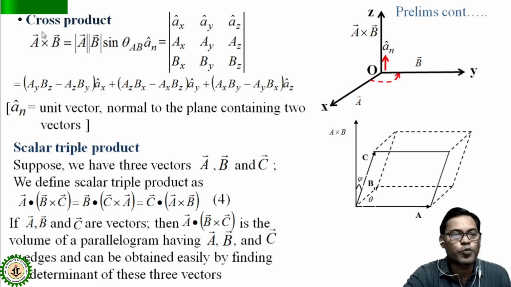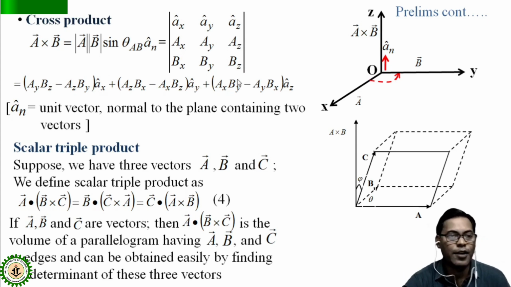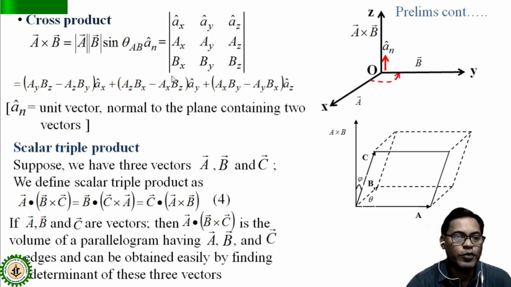Now for the cross product A cross B, you can see that if A is along the x direction and B is along the y direction, then the direction of A cross B will be along the z direction. That means it is perpendicular to the plane in which vectors A and B lie. The calculation of A cross B can be easily found from this expression, and we can find the cross product of vectors A and B by this formula.